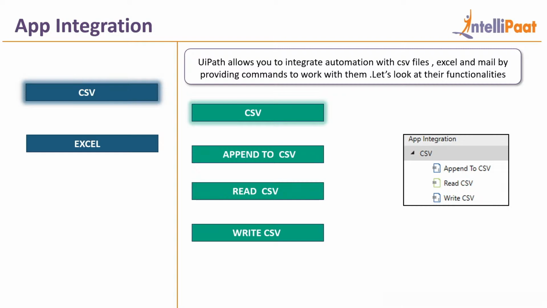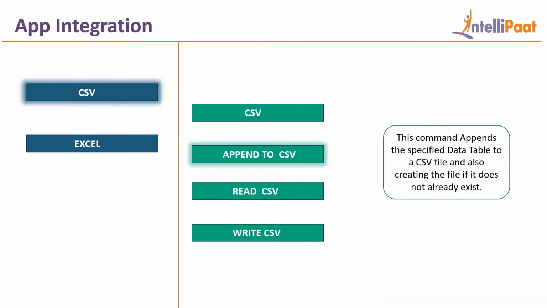So if we are using CSV activities, then you have four activities in there: append to CSV, read CSV, and write CSV. Sorry, three activities, right? So let's jump on them real quickly. Append CSV is basically a command which is used to write to a CSV using a specified data table, and it will create a file if the file doesn't exist at this point of time. So it will create a new file for you.